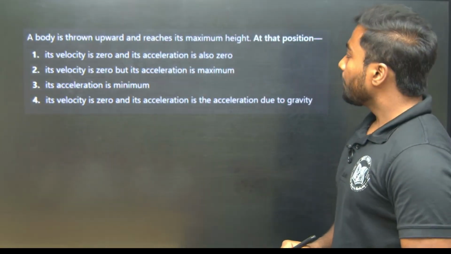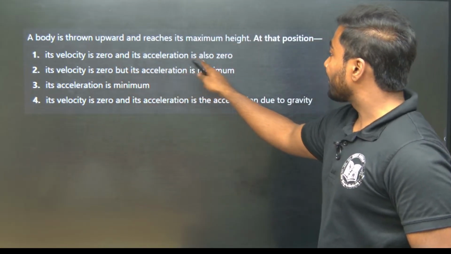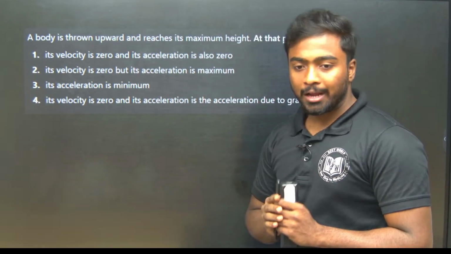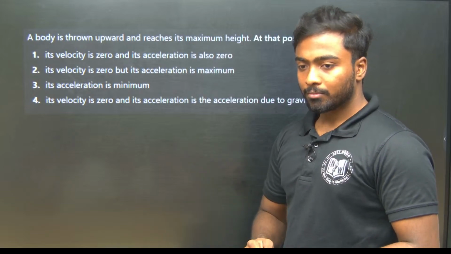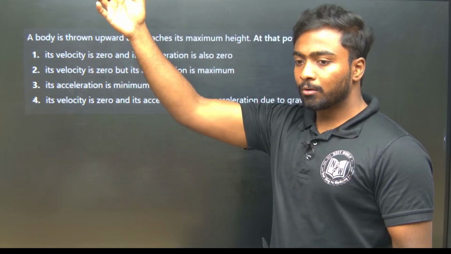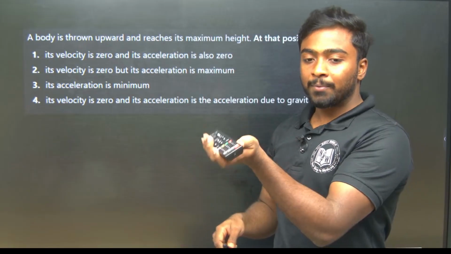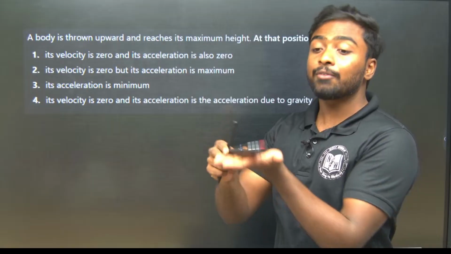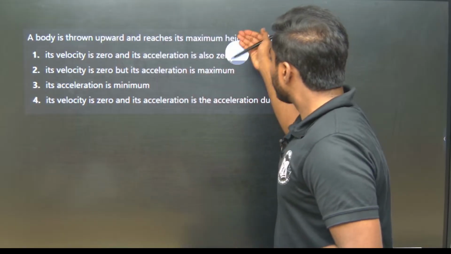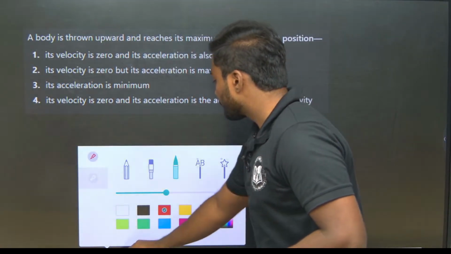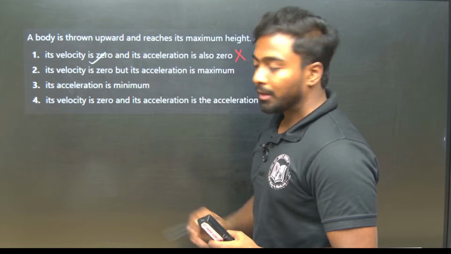A body is thrown upward and reaches maximum height. At that position, its velocity is 0 and acceleration is also 0. First thing, understand that gravity does not become 0 on Earth when I am throwing the object. Velocity becomes 0 because gravity is opposing, and the force I have applied is not enough to go to a greater height. So option 1 is not correct. The first part is correct, but the second part is not correct.